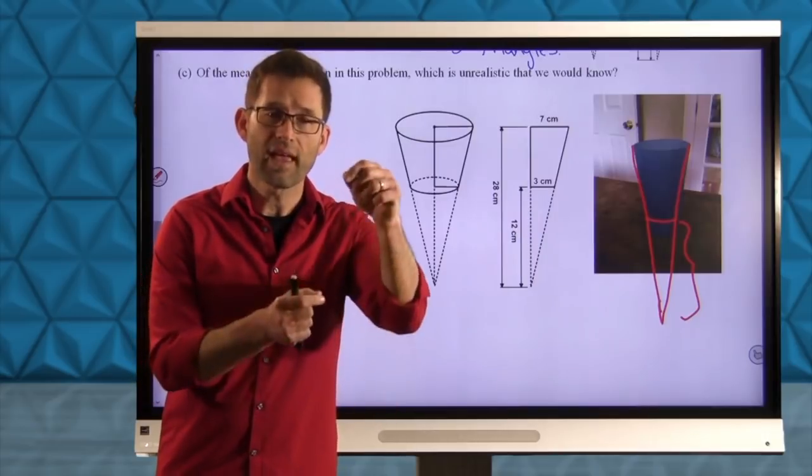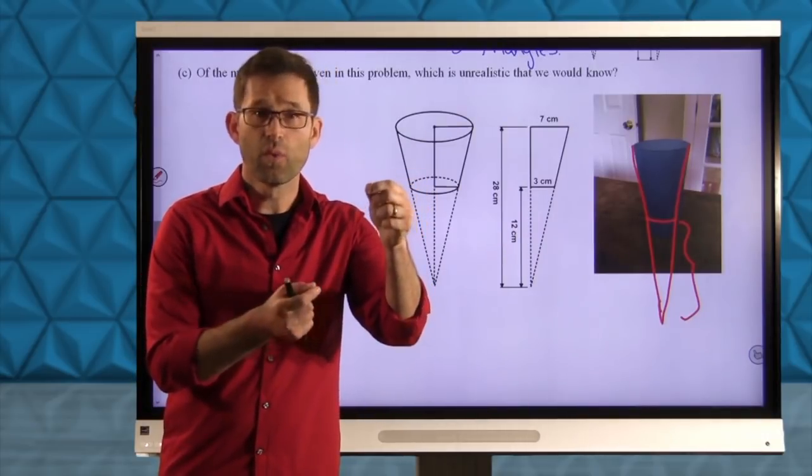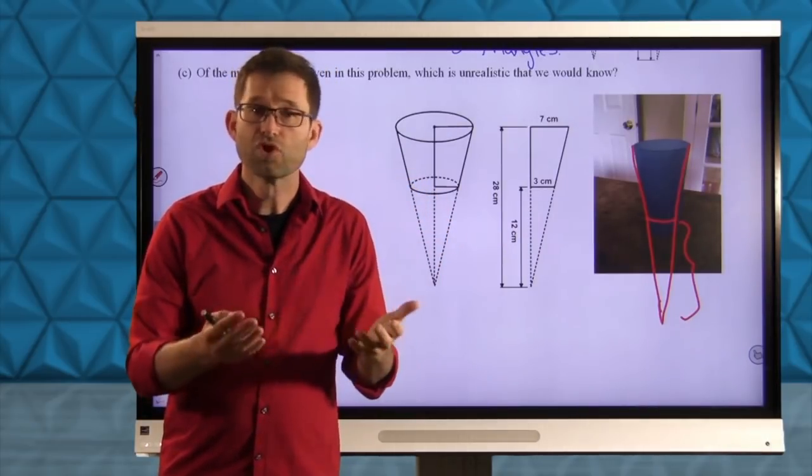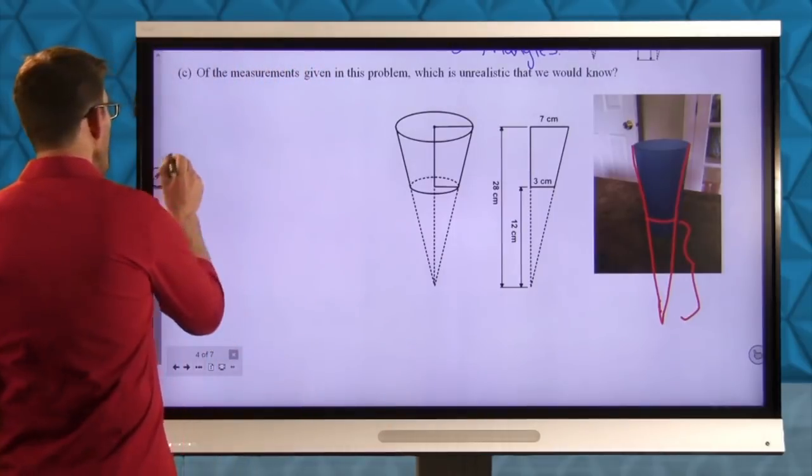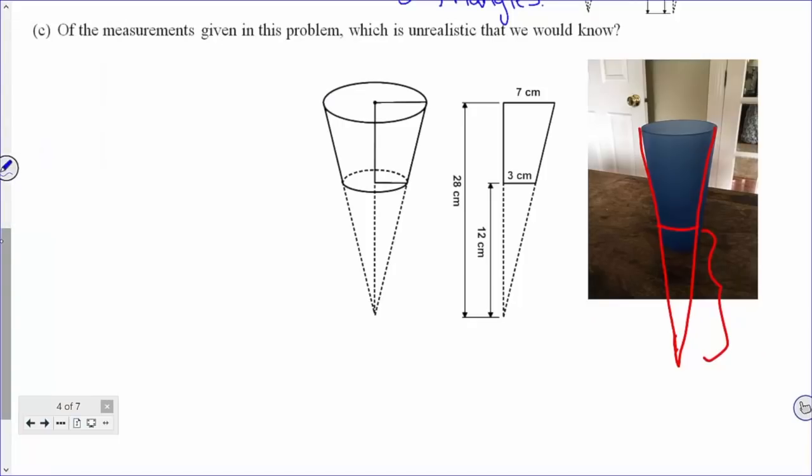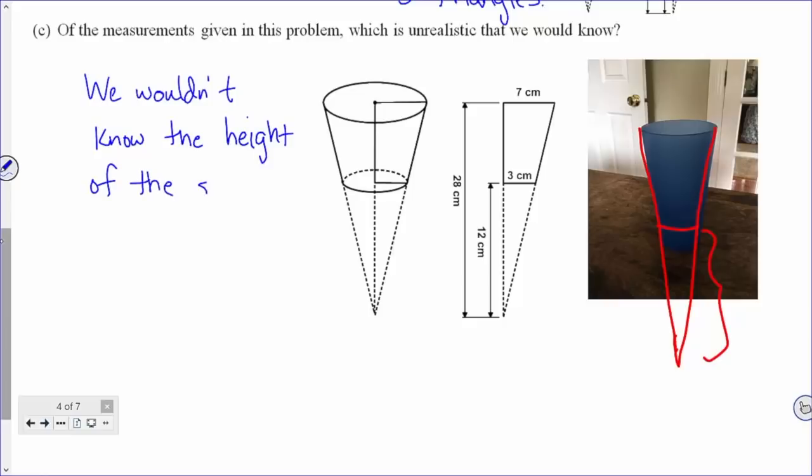There's no way to really take out a ruler and go, hey, that thing is 12 centimeters, right? There's just no way. So we wouldn't know the height of the smaller cone.